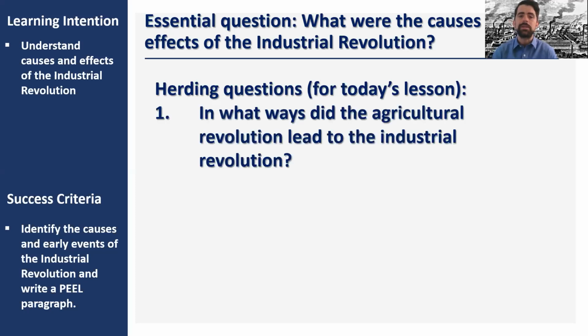The first herding question will be, in what ways did the agricultural revolution lead to the Industrial Revolution, meaning that inventions in agriculture and farming can be identified as one of the key causes of the Industrial Revolution.